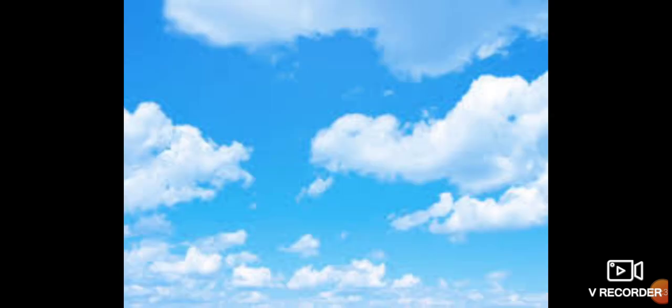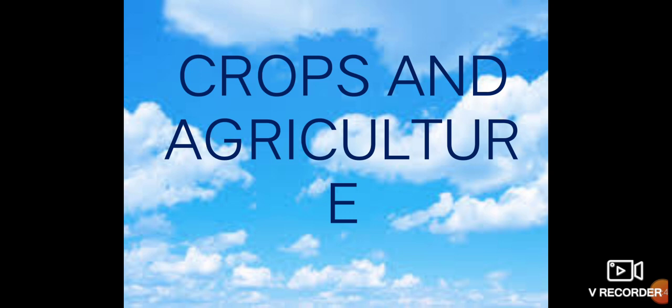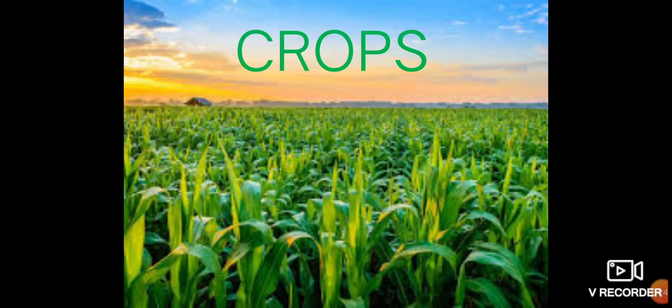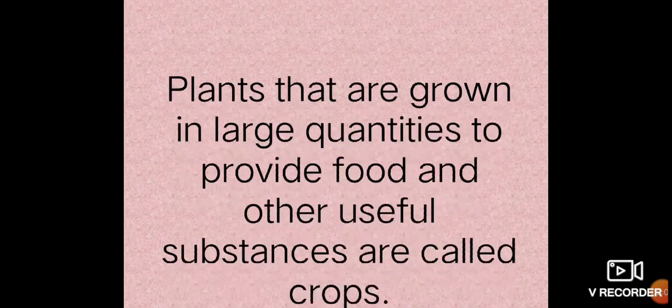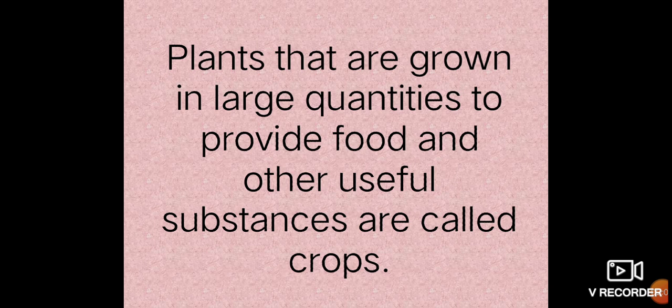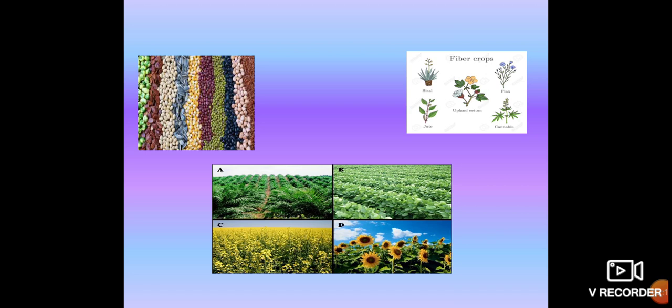Now, we can move on to the next topic, crops and agriculture. Yes, what are crops? Crops are nothing but, children, they are the plants of the same kind that are grown in a large area. They provide us food and other useful things. Listen now. Plants that are grown in large quantities to provide food and other useful substances are called crops. Crops are of different kinds.